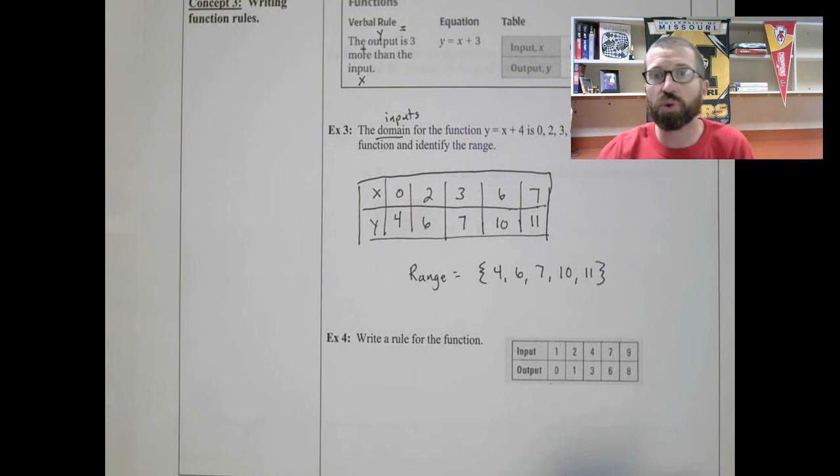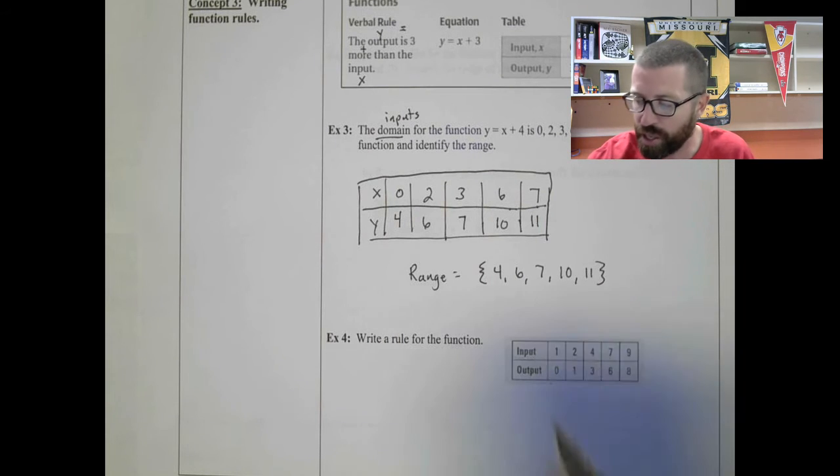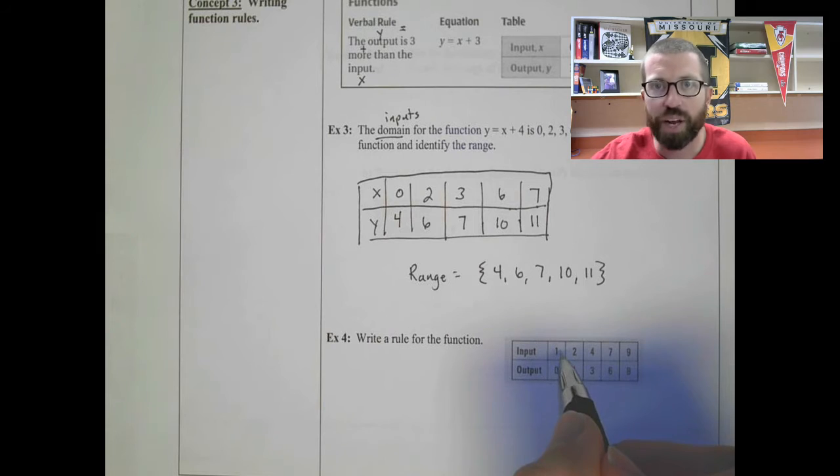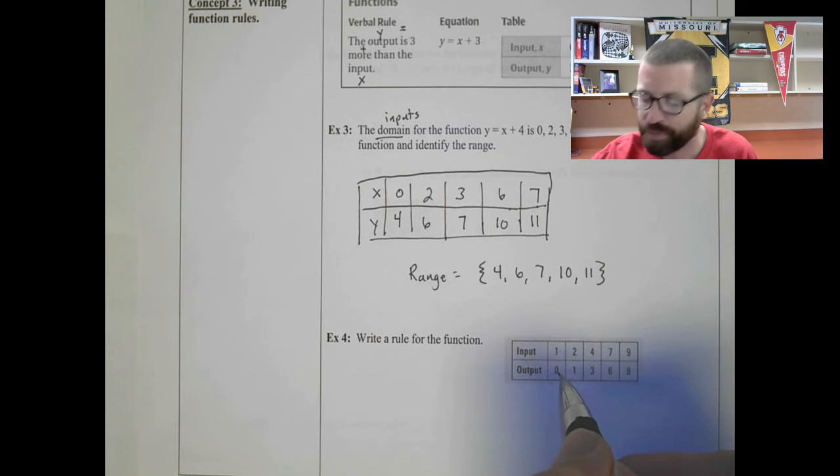Okay, to write a rule for the functions, you'll study this a lot in mathematics. So we're starting out just with the very basic stuff. That doesn't mean it's easy, but there's a lot of different ways you can write a rule for this function. We're just going to look at the relationship between each input and the output. So if you look at the input, what happens to the output?